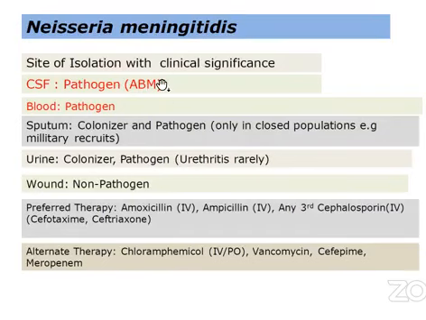So acute bacterial meningitis caused by Neisseria meningitidis is pathogenic. There is no question of any colonizer or contaminant. And the preferred therapy is amoxicillin, ampicillin, any third generation cephalosporin like cefotaxime, ceftriaxone. Alternative therapy, chloramphenicol, vancomycin, cefepime, meropenem.